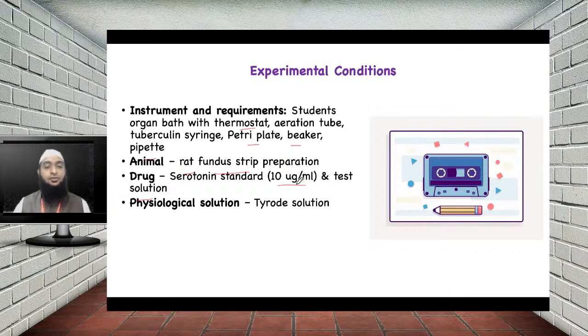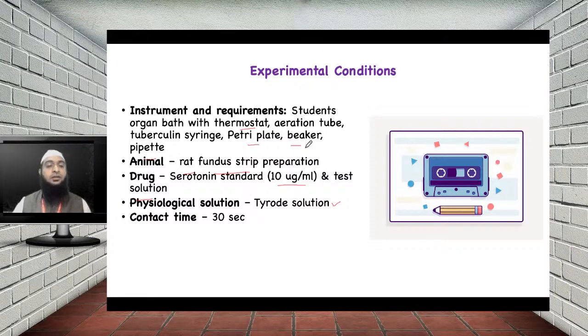Then the physiological salt solution. Since we are using the rat GIT preparation, the physiological salt solution is the same, that is the Tyrode solution. In case of both rat ileum and this experiment on the fundus strip, we are using Tyrode solution only. So the PSS is the Tyrode solution.